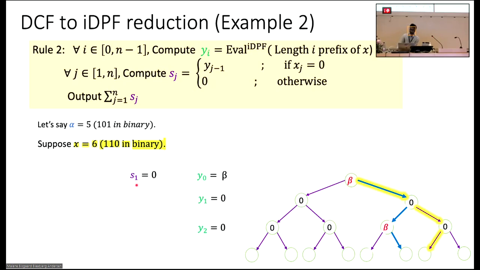Now you compute the S values according to this rule. The S1 value would be 0 because the first bit of X is 1, so by this rule, it should be 0. And the second bit of X is 1, so you again get S2 equals 0. And now since Y2 is 0, you get S3 equals 0. And if you add all these up, you get 0 as the output.